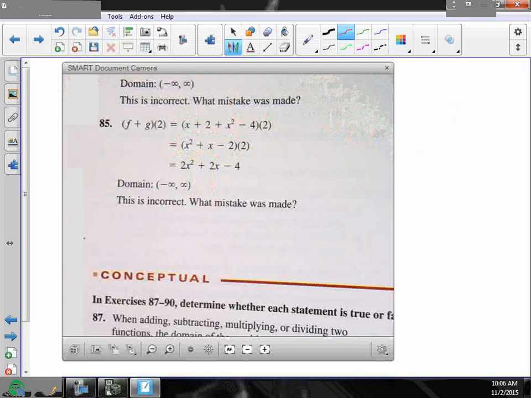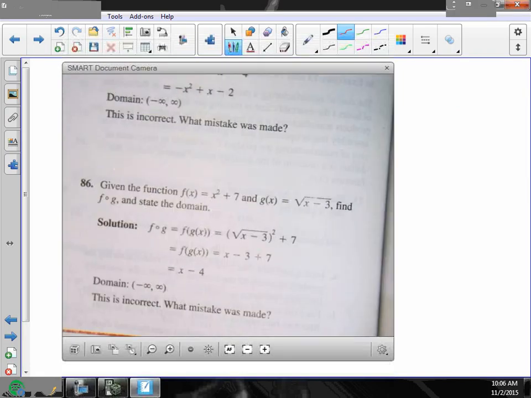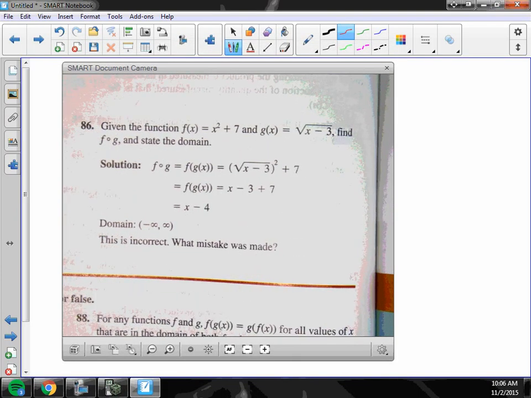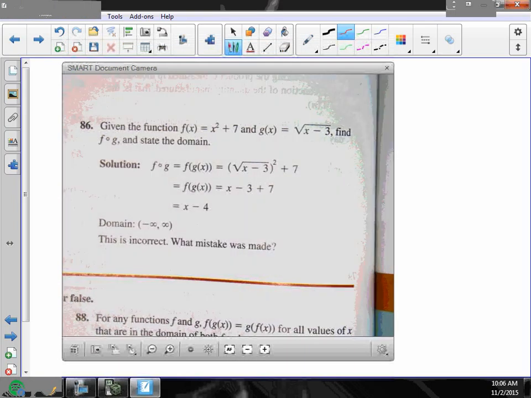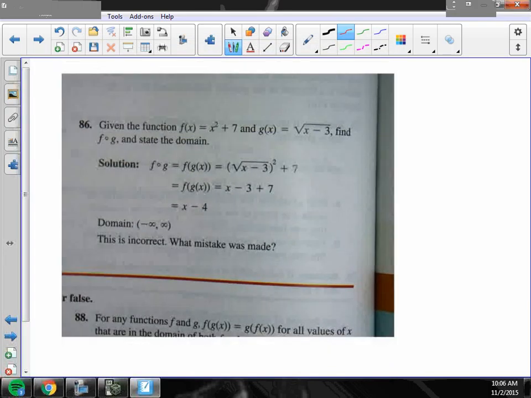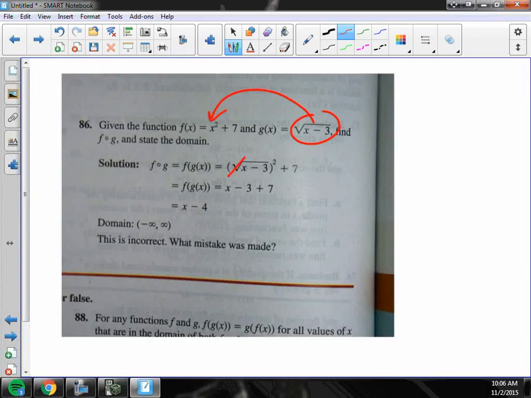Okay, 86. Given the functions f of x and g of x, find f of g and state the domain. So f of g, we're going to stick g inside of f, so we take the square root of x minus 3 and plug it into x squared. So we stick this in there, the square and the square root cancel. We're left with x minus 3 plus 7. So x minus 3 plus 7 is x plus 4. The domain would be all real numbers. What's the mistake?